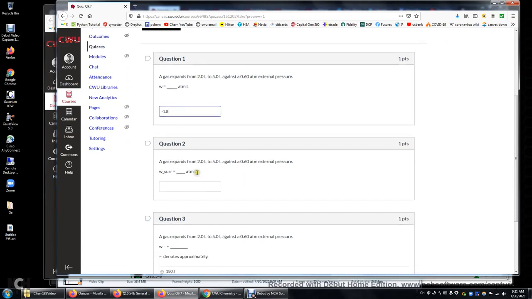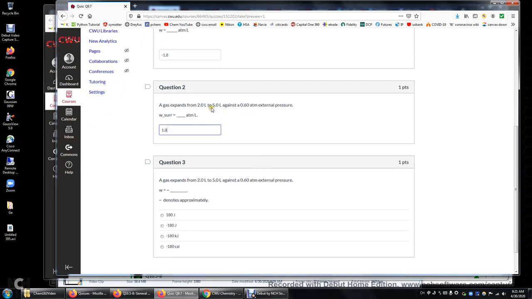Okay, now this time we're talking about work of the surroundings. A gas expands against the surroundings. So actually work is done to the surroundings. This time it's going to be positive, 1.8. Work, W, is negative 1.8 ATM liter, but work of the surroundings is negative work. So it's positive here.